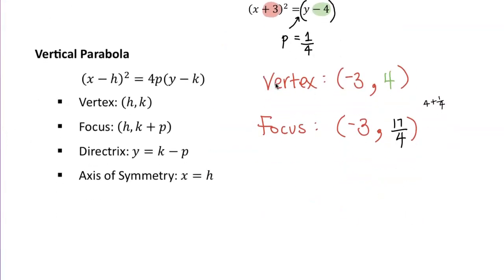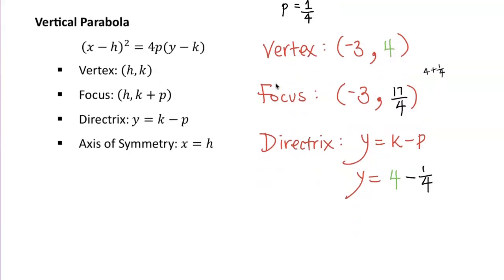All right, next part is the directrix. If you want to find the directrix, it's going to be the equation y equals k minus p. Well, k stands for the y-coordinate of the vertex, so that will be 4. And we just found what p is. p is 1/4. Okay? So the directrix equation is going to be y = 15/4.